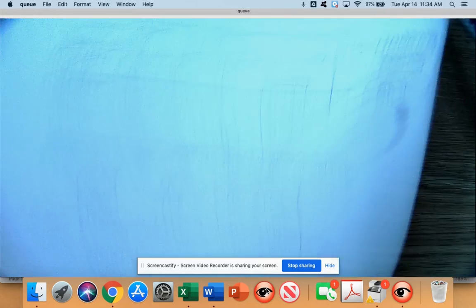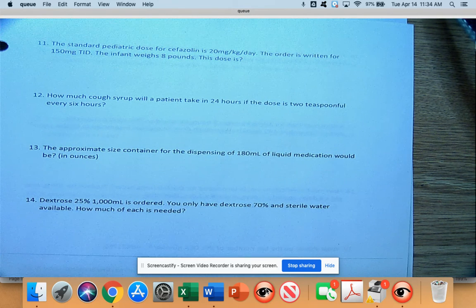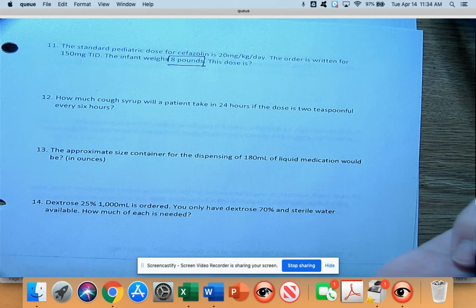Okay, let's flip over to the next page, and number 11. It says the standard pediatric dose for cefazolin is 20 milligrams per kilogram per day. The order is written for 150 milligrams 3 times a day. The infant weighs 8 pounds. It wants to know what the dose is. The very first thing we're going to have to do is get our 8 pounds to kilograms.